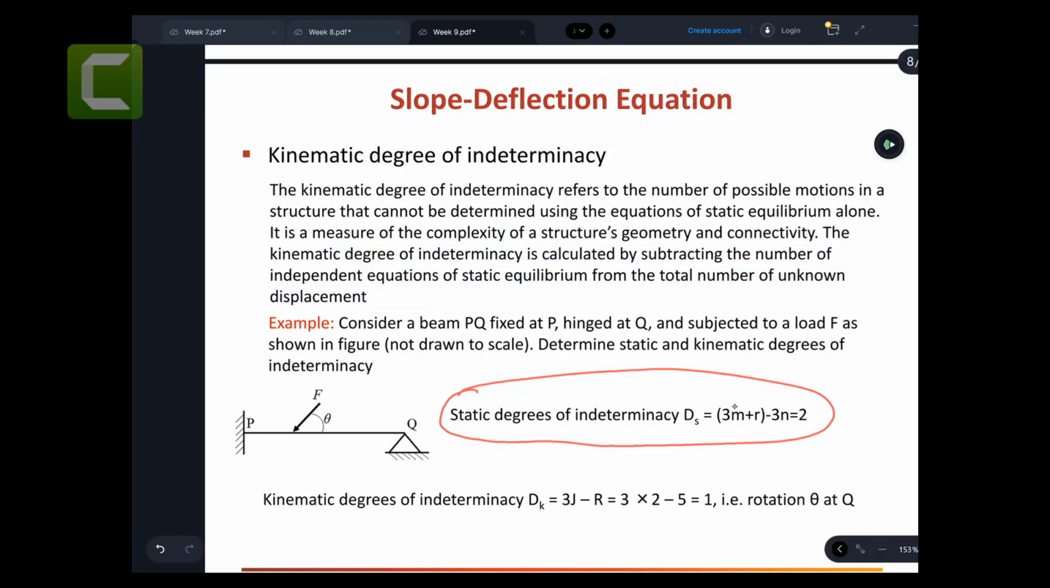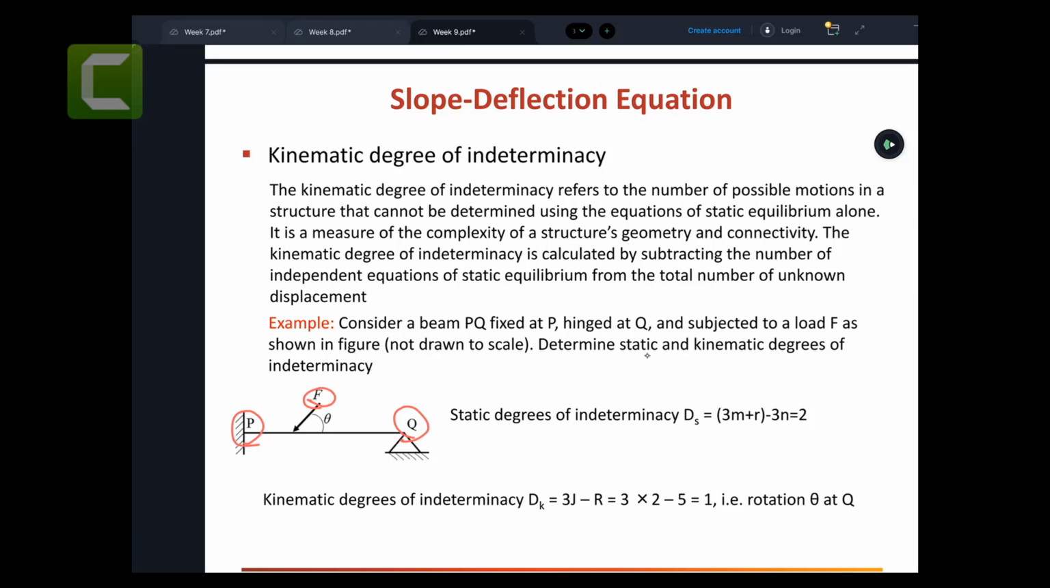Let's take an example, because that is the definition, and definitions sometimes do not make sense until we apply the method to actual things. So let's consider the beam PQ that is here. PQ is fixed at P, so that is fixed here, and is a pin at Q, subject to a load F as shown in the figure, determining the static and kinematic degree of indeterminacy.